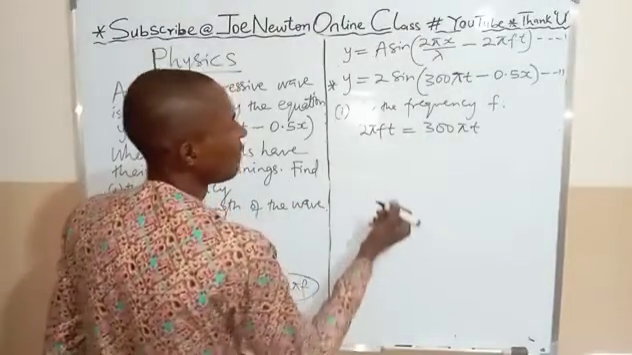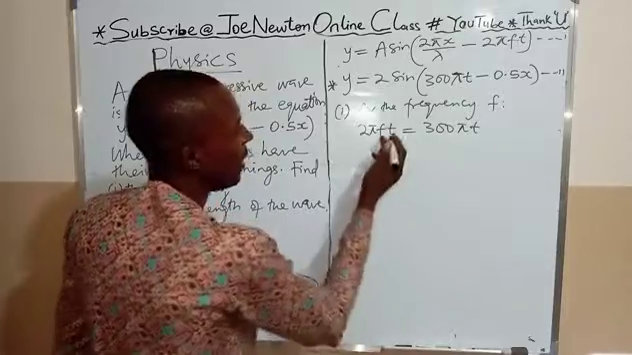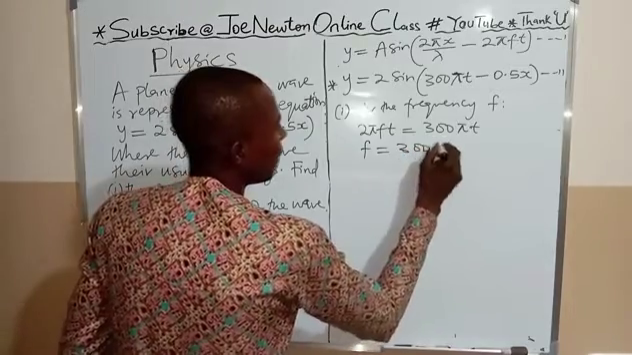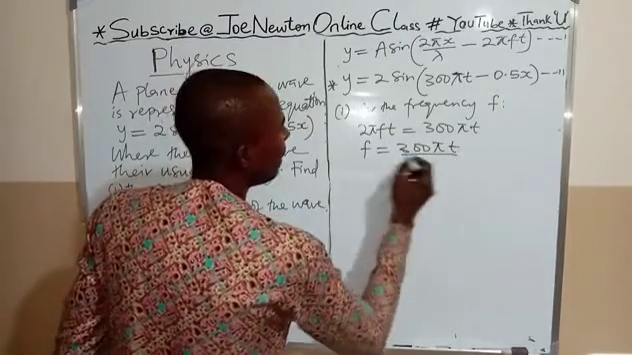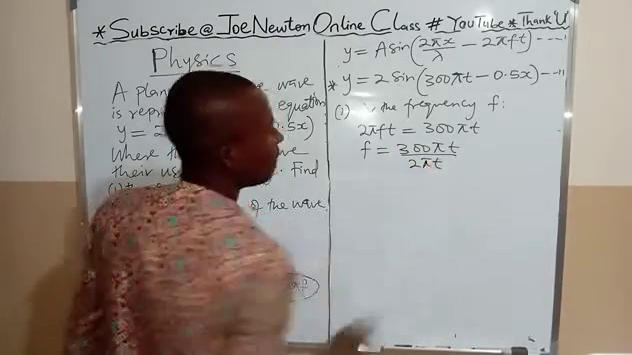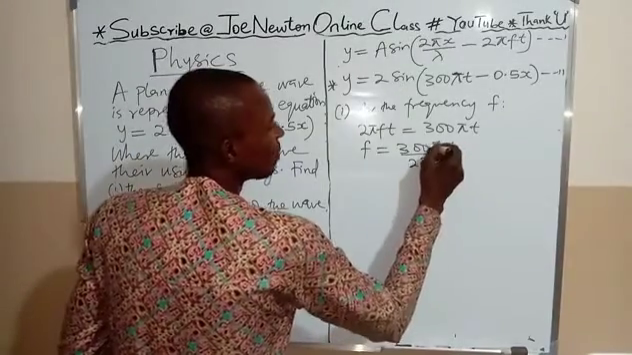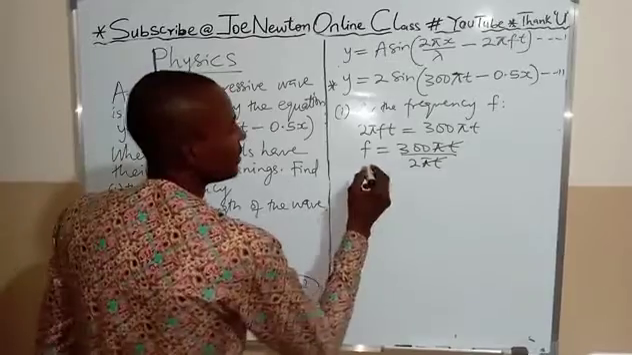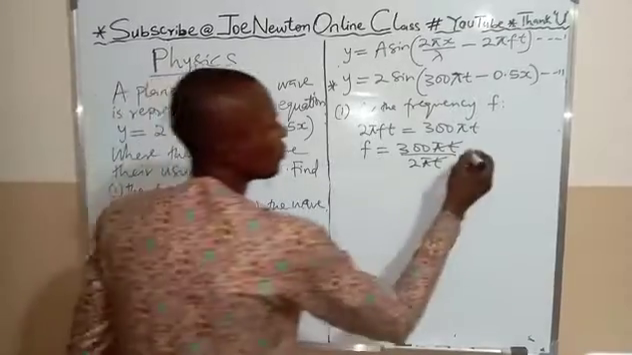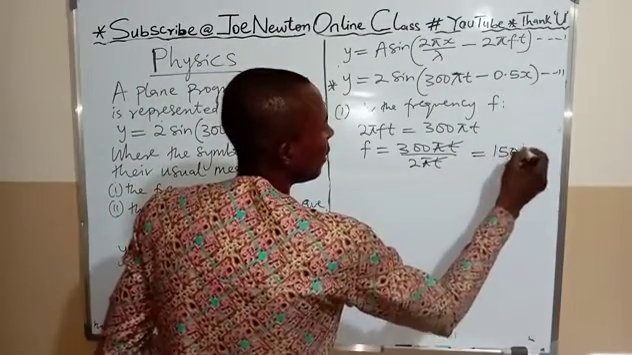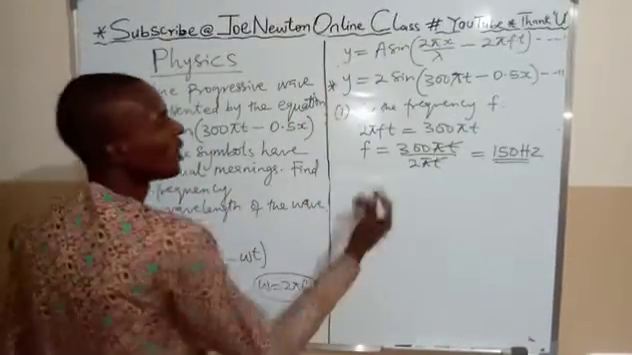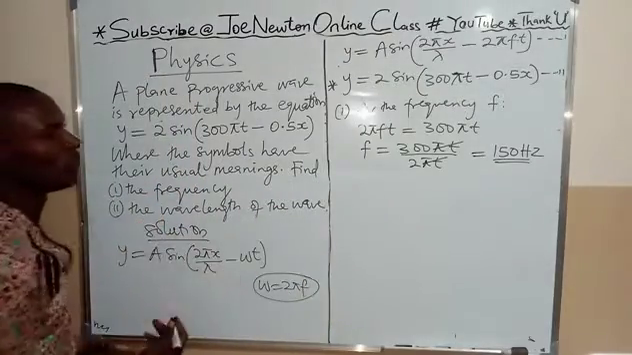Now, from this place, we make f the subject of the formula. We have that f equals 300 pi t all over 2 pi t. Then you can see that pi t cancels pi t here, and we are left with 300 over 2. 300 divided by 2 will give us 150 hertz. So the frequency is 150 hertz. That one settled. Now let's look at the second question, the wavelength of the wave, which is lambda.